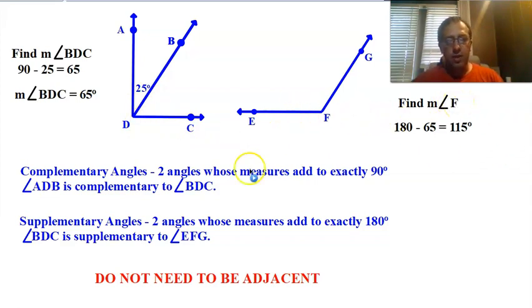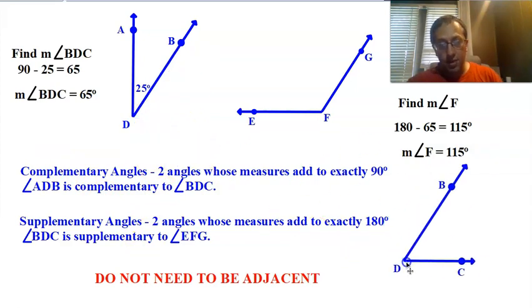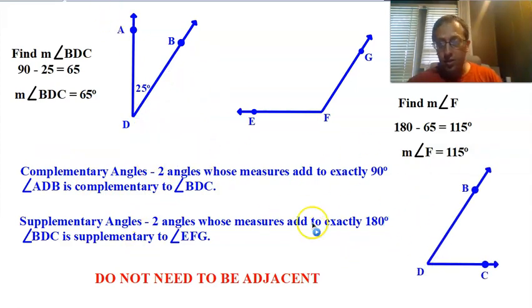So, measure of angle F, if they are supplementary, that means the angles add up to exactly 180. Well, I already know that this is 65. I figured it out right here. So 180 minus this 65 is going to equal the measure of angle F. So angle F has a measure of 115 degrees. All right? Again, pretty easy stuff. And for supplementary and complementary, the angles do not need to be adjacent. If I take this angle and I move it over here, they're still going to add up to 90 degrees, right? Doesn't matter.